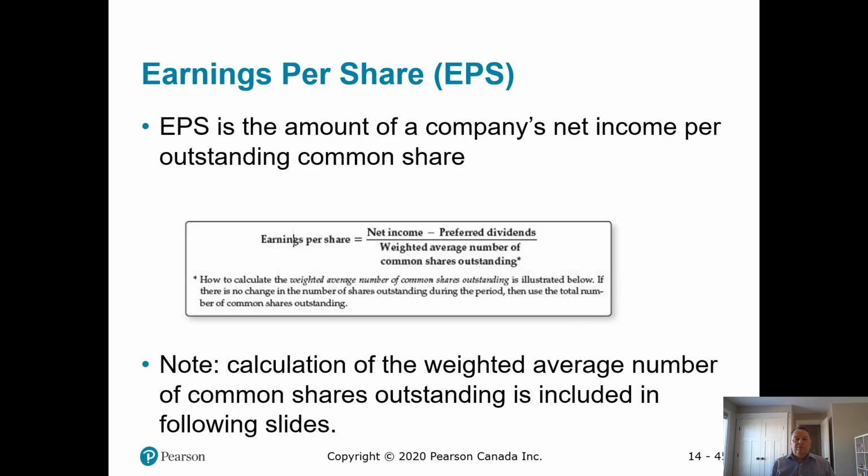And earnings per share is the amount of the company's net income per outstanding common share. In this formula we've got net income minus preferred share dividends over the weighted average number of common shares. So in essence, how much are we making per share of common shares? That's an important measure of the profitability of a company or how successful they are. In this case, we're going to go through the weighted average number of common shares, and so we can see how that number is determined.